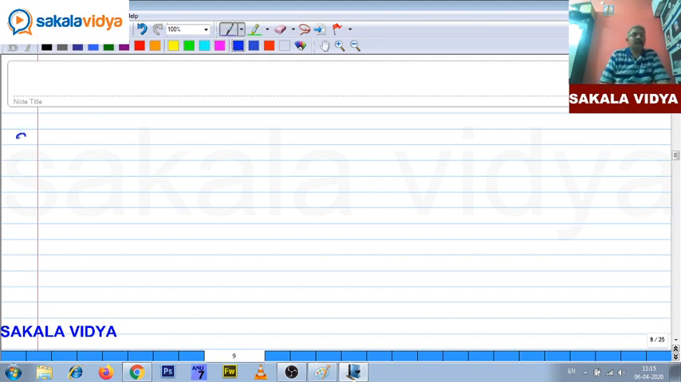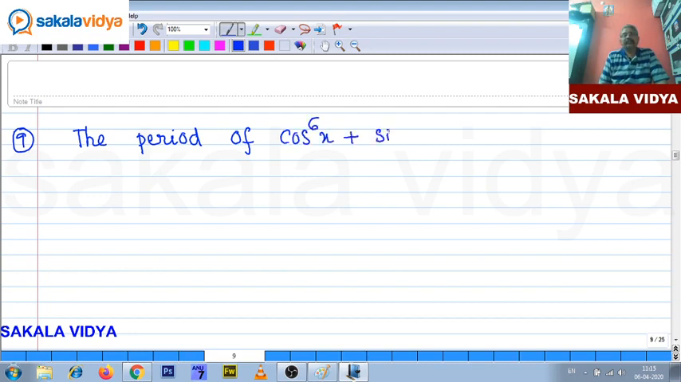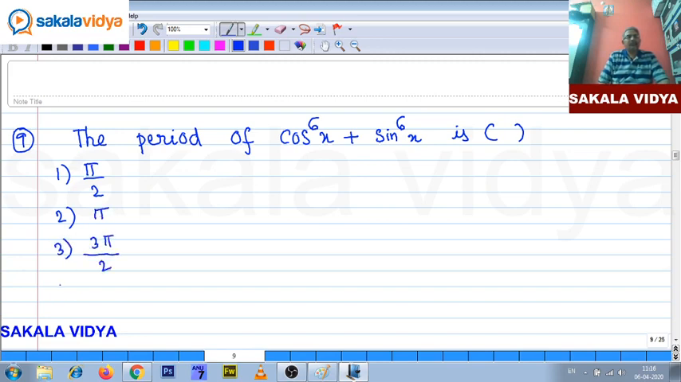Ninth question. The period of cos x to the power of 6 plus sin x to the power of 6 is, first option pi by 2, second option is pi, third option 3 pi by 2, fourth option 2 pi.